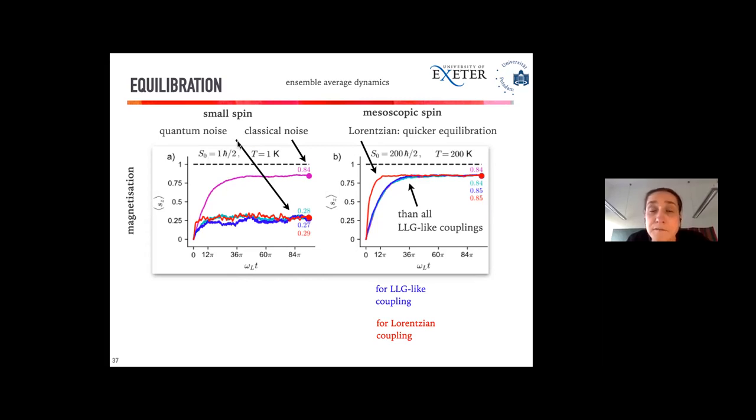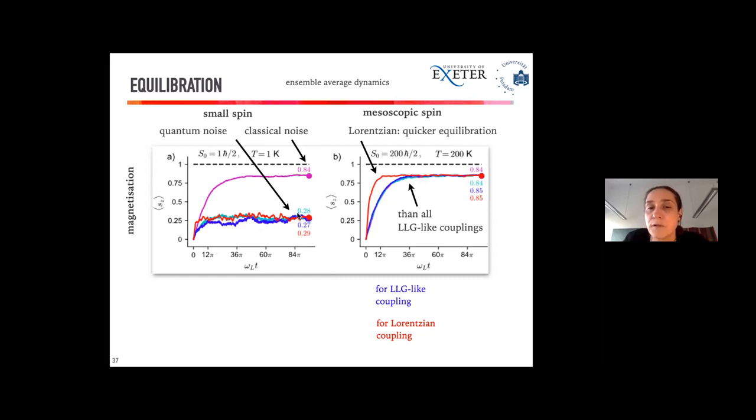Okay, now this is my small spin. And here I'm discussing the difference between applying classical noise, so the high temperature limit noise, or quantum noise, so the full cotangens. What you see here is that the classical noise with the standard LLG equation gives you this value of the magnetization at 1 Kelvin. But if you include quantum noise in your dynamics, then obviously even at zero temperature, it's still wiggling, right? You still have quantum fluctuations and they make your spin decay stronger. Even at lower temperature, you already have a lower magnetization value here.